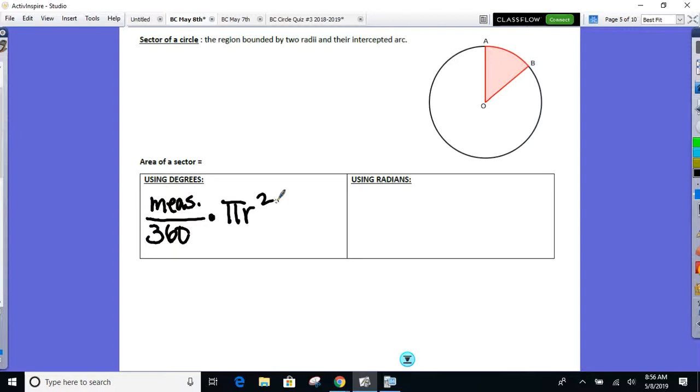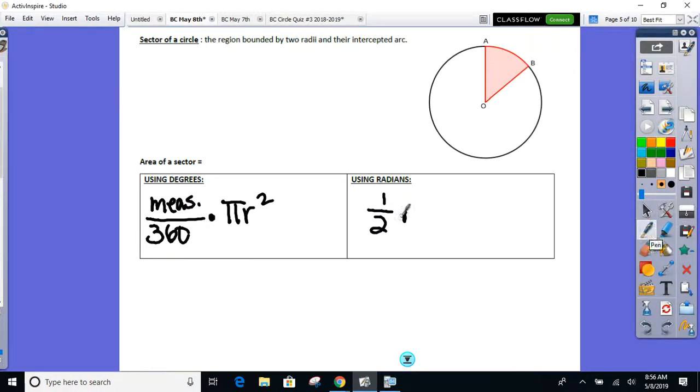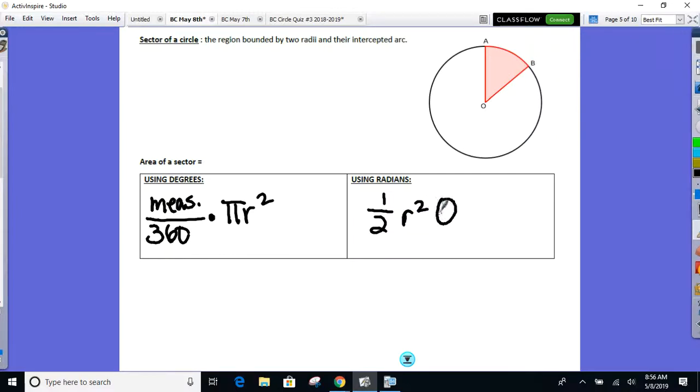And if this central angle is in radians, we can use the following: 1/2 r squared theta. R is the radius length. Theta is the angle in radians. Again, you have to pick what you're comfortable with. I am not going to force something down your throat here. You have to pick what you're going to be comfortable with.